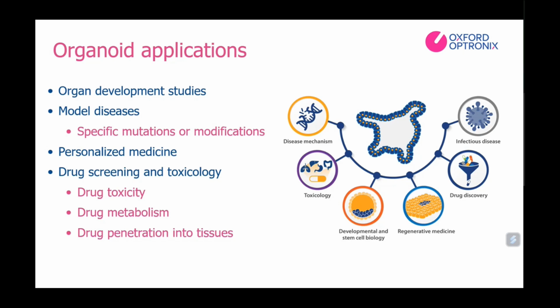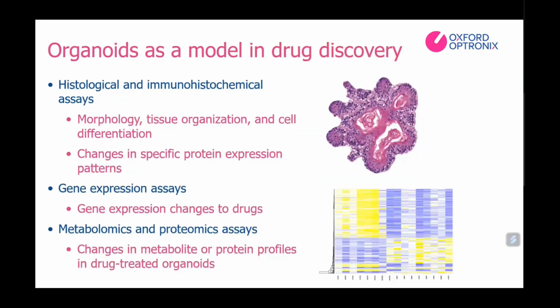And finally, for the topic we are here for today, organoid use in drug screening and toxicology. In drug screening assays, organoids are used to test the efficacy and safety of drugs in a more physiologically relevant context compared to other traditional cell methods. Organoids can be used to assess drug responses, including drug toxicity, drug metabolism, and penetration into tissues. This can help in identifying potential drug candidates and predicting their effect on actual human organs.